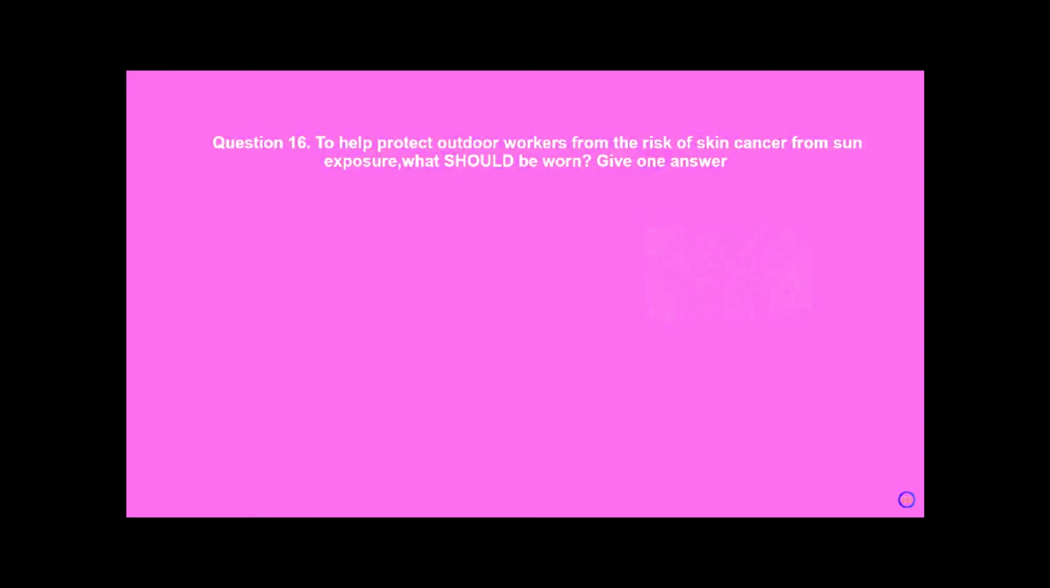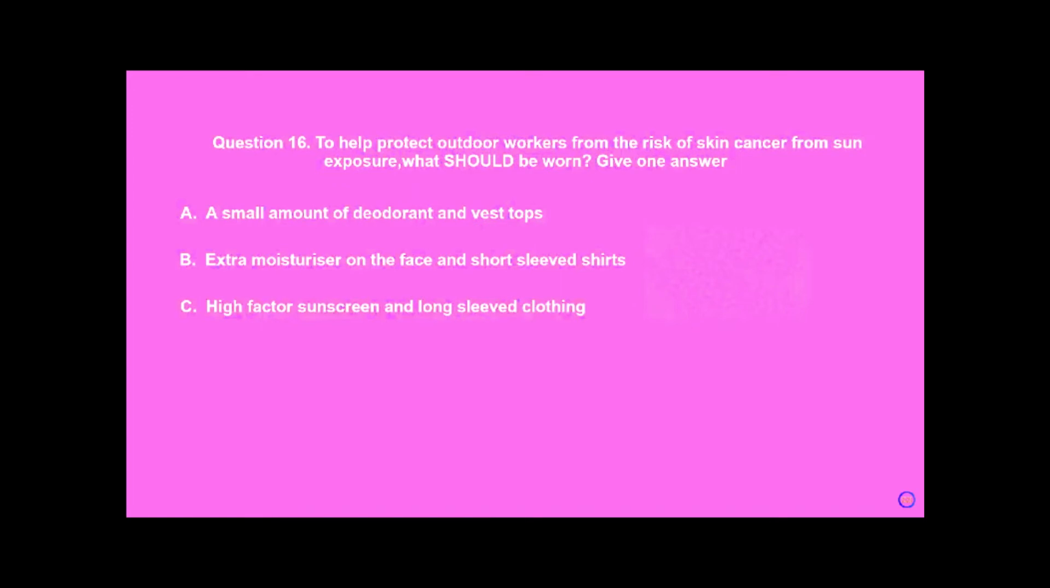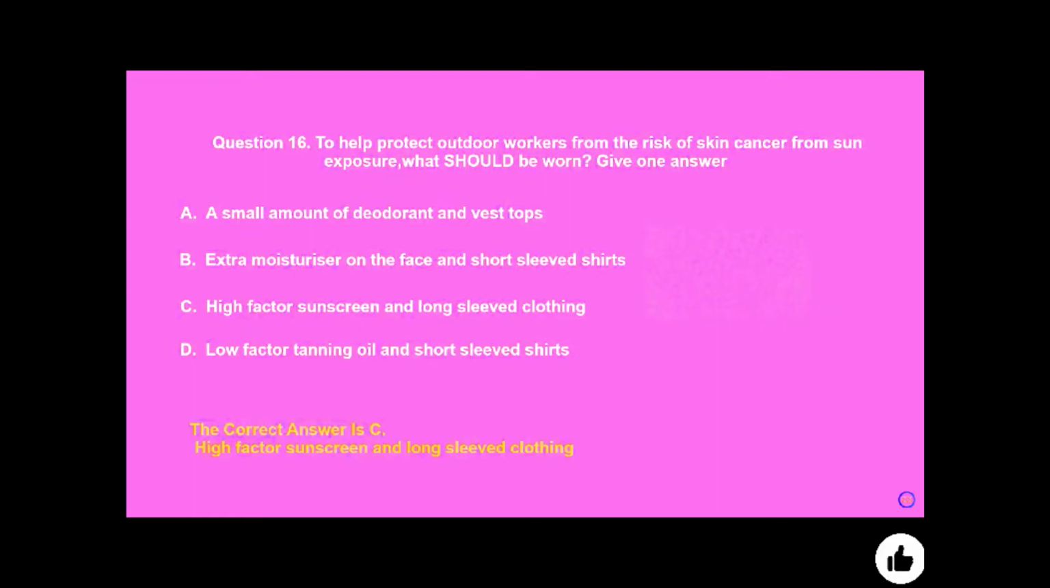Question 16. To help protect outdoor workers from the risk of skin cancer from sun exposure, what should be worn? Give one answer. A. A small amount of deodorant and vest tops. B. Extra moisturizer on the face and short-sleeved shirts. C. High-factor sunscreen and long-sleeved clothing. D. Low-factor tanning oil and short-sleeved shirts. The correct answer is C. High-factor sunscreen and long-sleeved clothing.